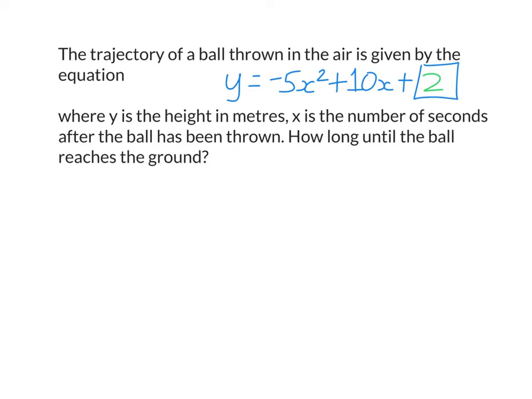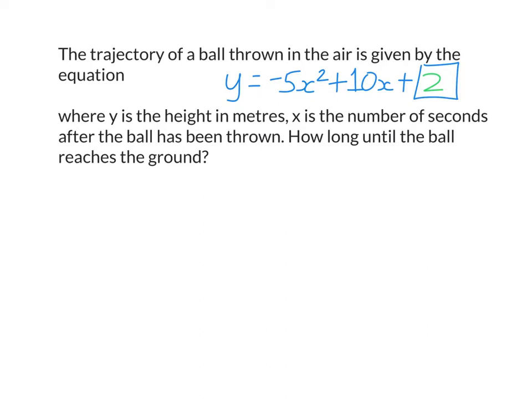Now we've got the same equation, y equals minus 5x squared plus 10x plus 2, but we're being asked how long until the ball reaches the ground. How long until it reaches the ground means what is the x value when y equals 0? Because y is the height in meters. So if it hits the ground, y is 0 meters above ground.